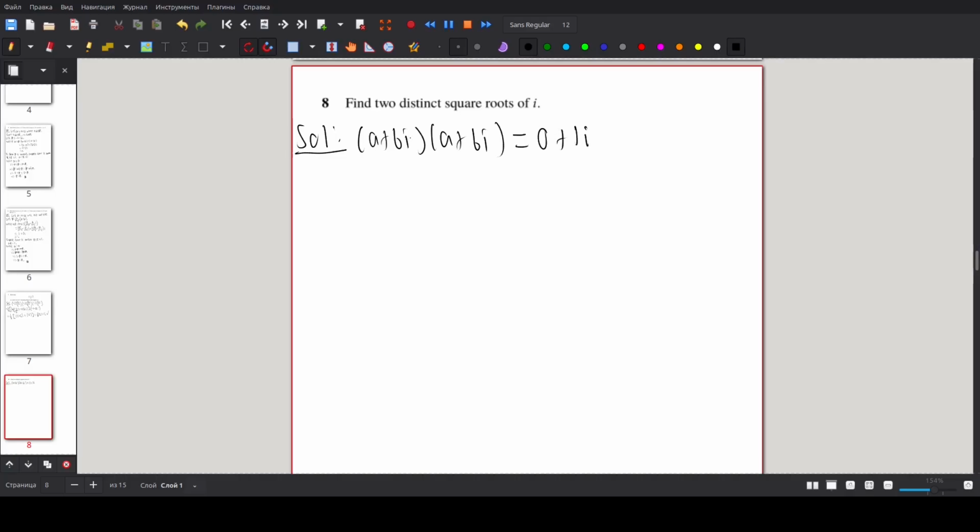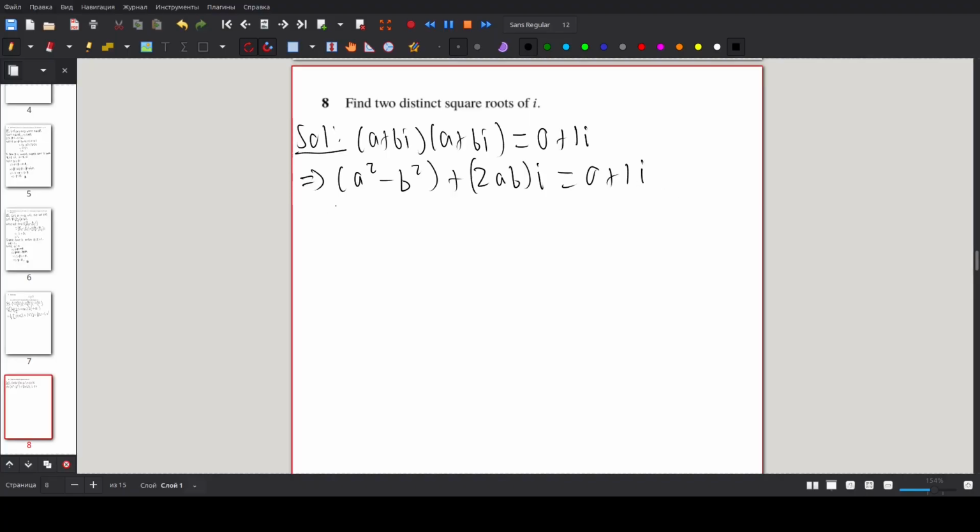So if we multiply this out, the real part is going to be a squared minus b squared. My bad, I wrote this down, I could just look at that. A squared minus b squared plus 2ab i, equals 0 plus 1i.